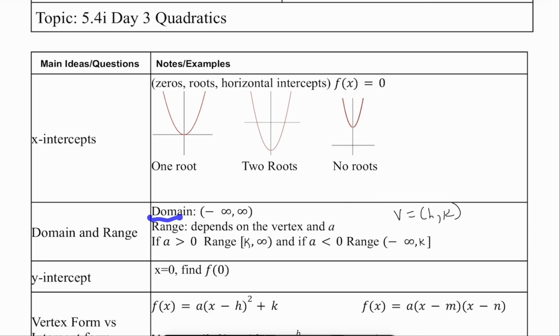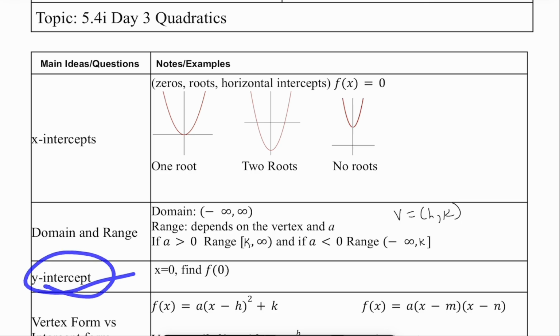Now, our domain of any quadratic is all real numbers. This graph stretches from left to right as far as it wants. There's nothing you can't plug in. But the range depends upon the vertex. So remember, our vertex is (h, k). If our a is positive, our parabola looks like that, and so our range goes from k up to infinity. If our a is negative, our parabola is upside down, so our range goes from negative infinity up to k.